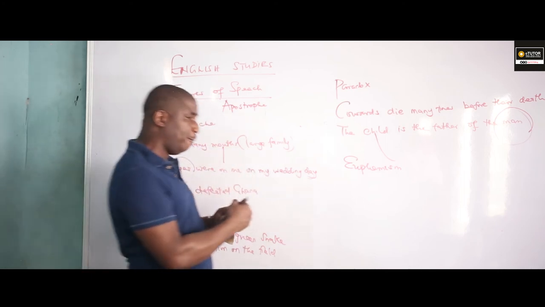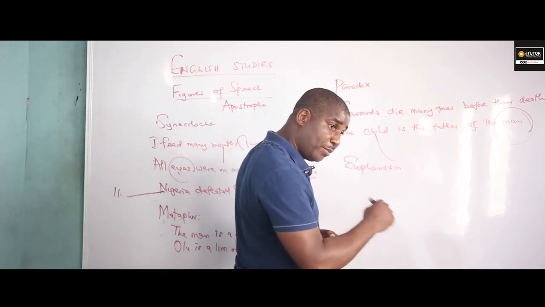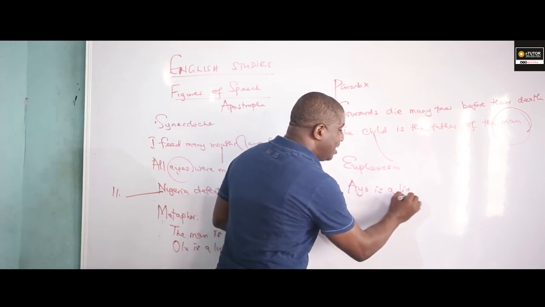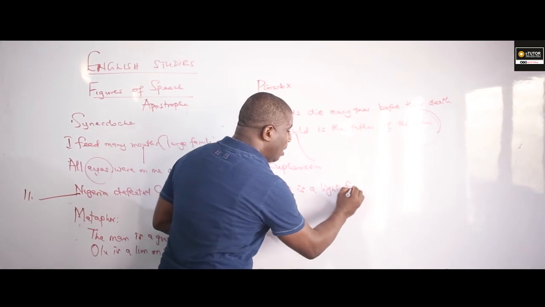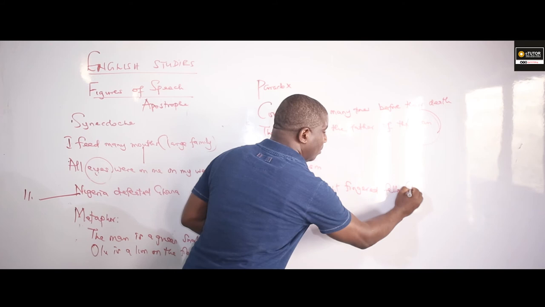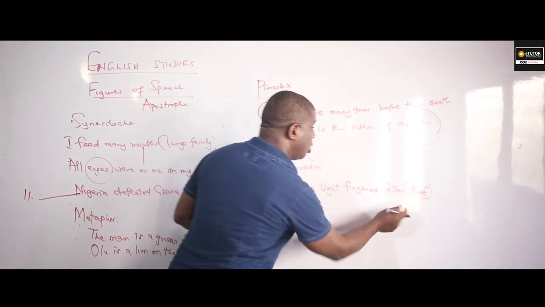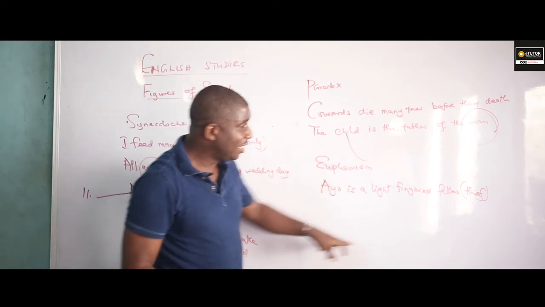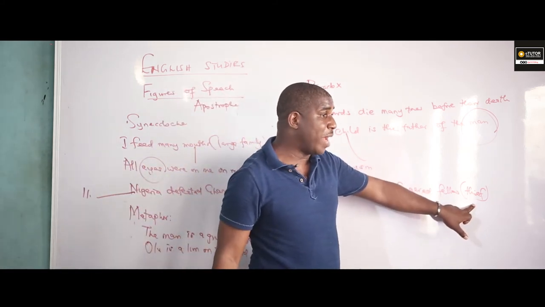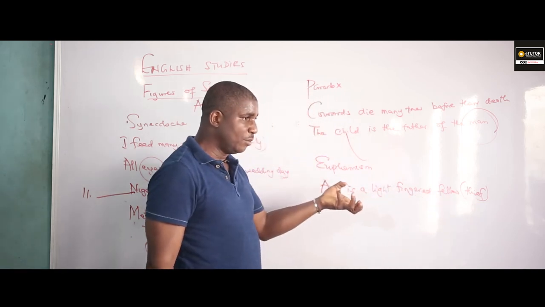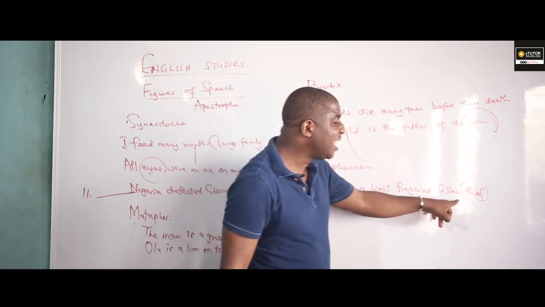For example, if I say, Ayo is a light-fingered fellow. That means Ayo is what? A thief. So instead of saying Ayo is a thief, what do I use? I use a less offensive expression. Ayo is a light-fingered fellow.